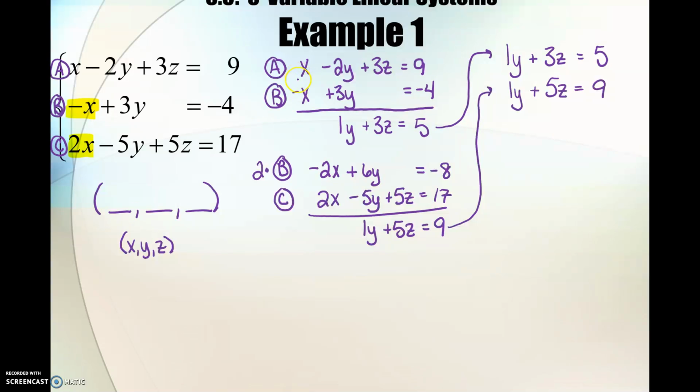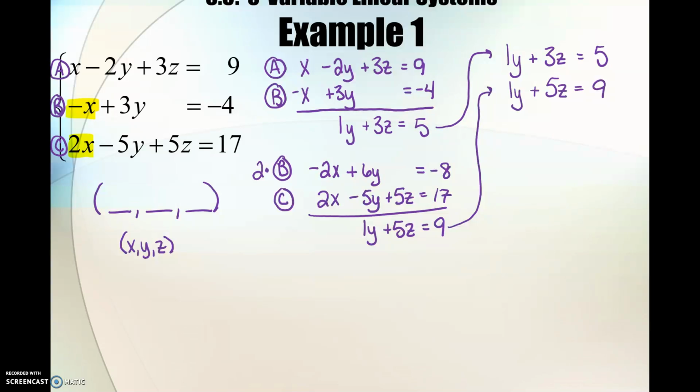Okay, we eliminated with A and B. Put that one on the shelf. We eliminated with B and C, we put that one on the shelf. Now we need to take these two equations on the shelf and we need to eliminate a variable. Which variable do you think we should try to eliminate? The y. Is it currently set up for elimination or do we need to do something?